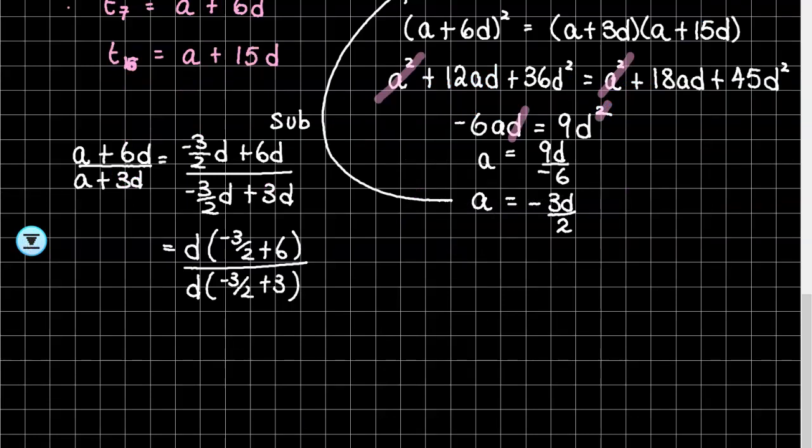So do you need me to write it nicely, pulling out a common factor? Just so you don't think I'm just doing a D upstairs and a D downstairs. So now the D's cancel, and I'm left with whatever that is. Whack it in your calculator. What do we get? Minus 1.5 plus 6. So 3.